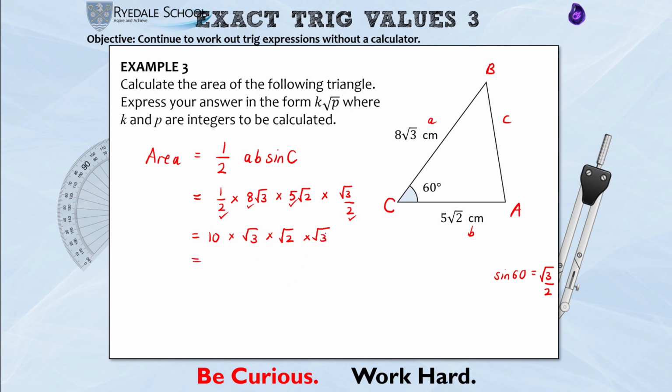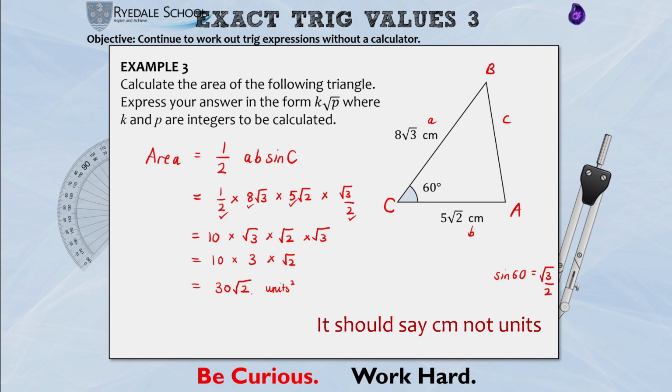But we know that a root 3 times a root 3 is a 3. And we still have the root 2. So 10 times 3 is 30. And we have root 2. So 30 root 2 units squared. That fits what the answer should look like because we were told it was a number, 30, and the root of another number, root 2. Just a post-production edit. I've written units squared. It should say centimetres squared.